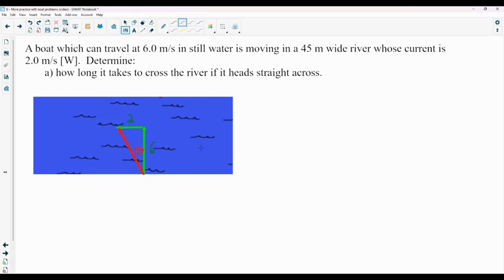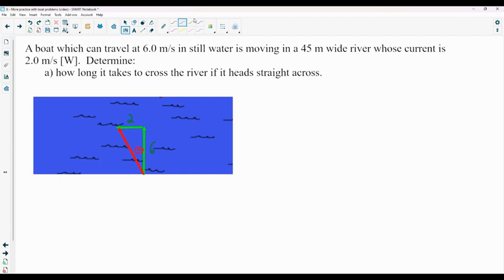So how long does it take to cross a river if it heads straight across? Now, I ask you, what vectors are important for getting across the river? I want you to nod or shake your head. Does the current matter for getting across the river? And we all shake our heads. No, it does not matter. Current has nothing to do with it. You can't get across the river by relying on the current. The only vector that matters for getting across is our heading right here, because that's the only one in the y direction. So that's the only one we have to concern ourselves with.